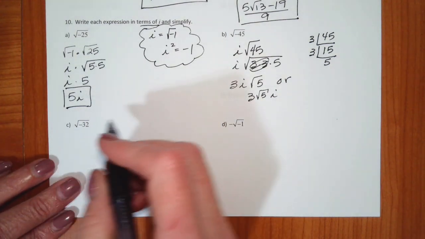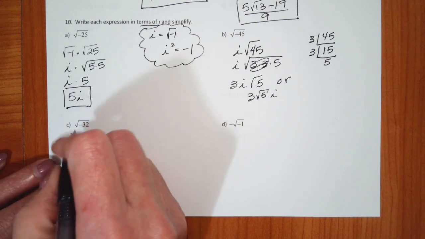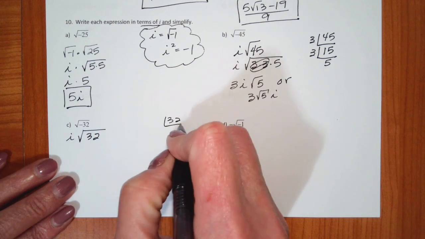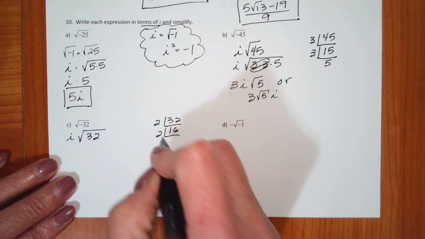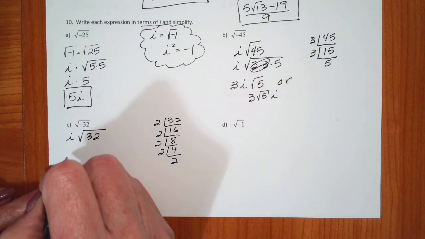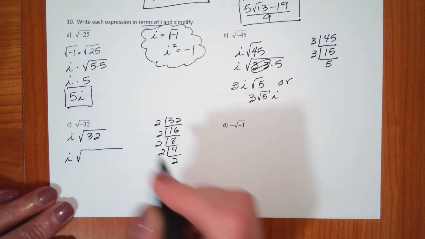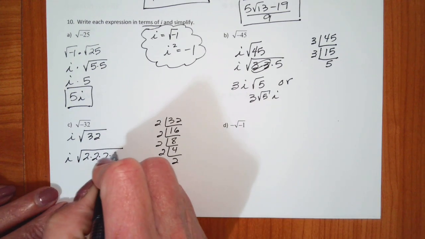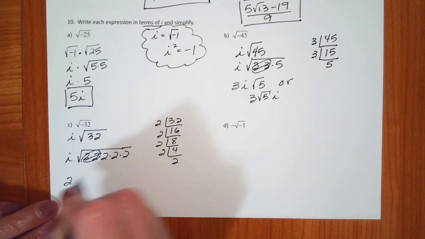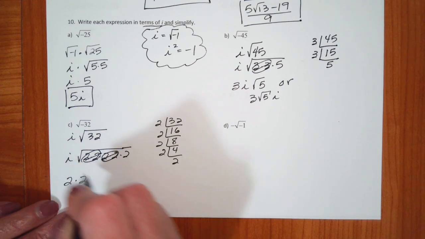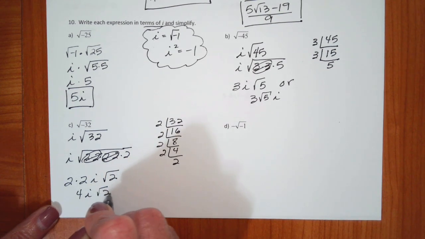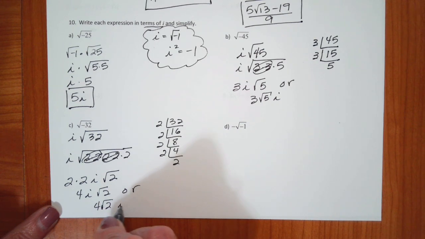Okay, the square root of -32 is i times the square root of 32. 32 is divisible by 2, 16 is divisible by 2, so is 8, and so is 4, and I finally get down to 2. So this becomes i times the square root of 2 times 2 times 2 times 2 times 2. The 2 squared comes out as a 2. Another pair of 2's comes out as a 2. I have an i, and I have a square root of 2. So this becomes 4i root 2, or 4 root 2 i.